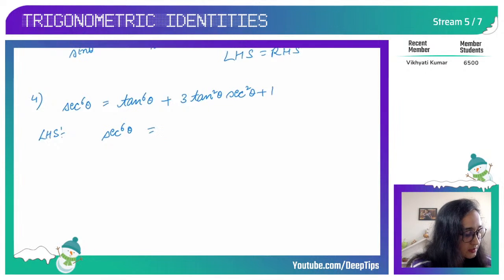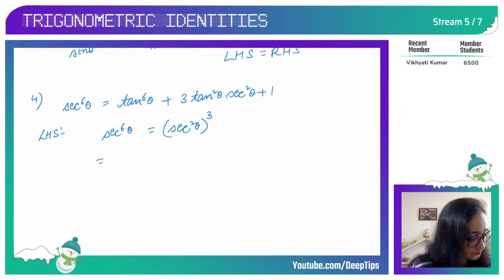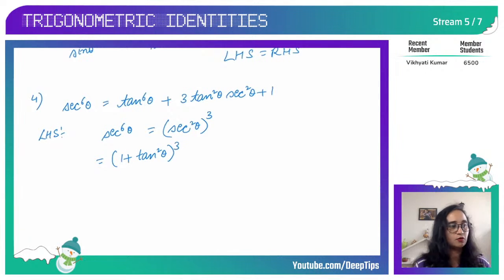So I know that this can be written as secant square theta raised to the power 3. Correct? So children, why did I write it like this, why didn't I write 3 inside and 2 outside? You might be wondering that we know the formula for square also, but my identity holds true for secant square theta, that is 1 plus tan square theta. That's why I chose to keep secant square theta inside the bracket, and I kept it as whole cube. So now if I simplify this, this can be written as 1 plus tan square theta whole cube.